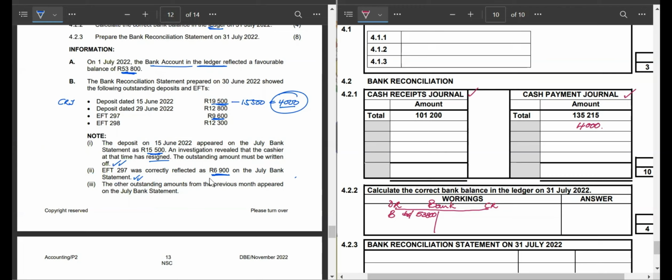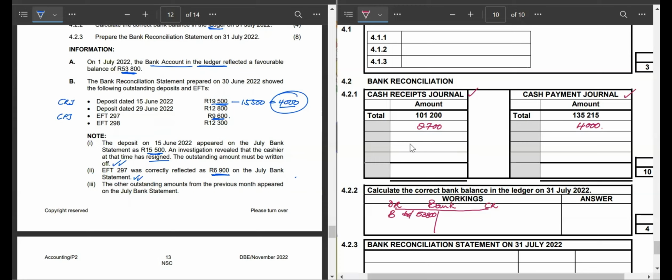Now we are told that the amount reflected on the bank statement is correct. So the bank statement is correct and the bank statement has 6,900. That means in our journals, that is the CPJ, we had overstated by 2,700. So we come to the CRJ, we record 2,700. Once we record more in the CPJ, we correct it by recording the difference in the CRJ. And if we record more in the CRJ, we correct it by recording the difference in the CPJ.